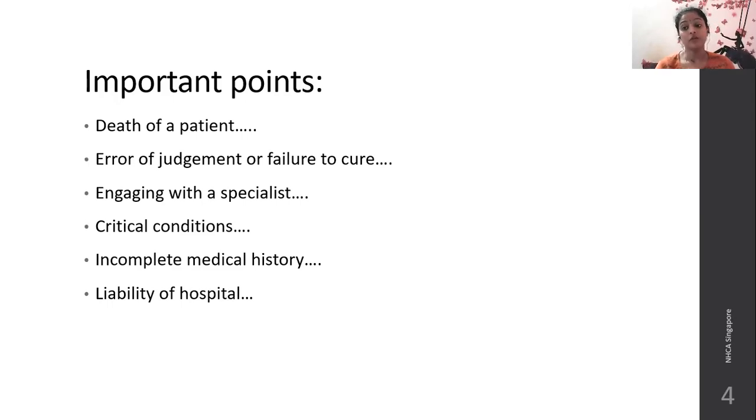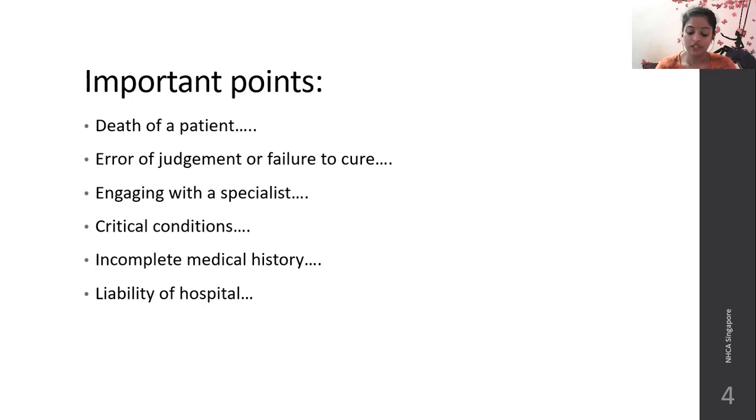Some other important points are about the death of a patient. A patient dying while undergoing treatment doesn't necessarily mean medical negligence. Next is error of judgment or failure to cure. If the doctor was not able to cure the disease or the problem, it doesn't necessarily mean that he is liable for medical negligence.